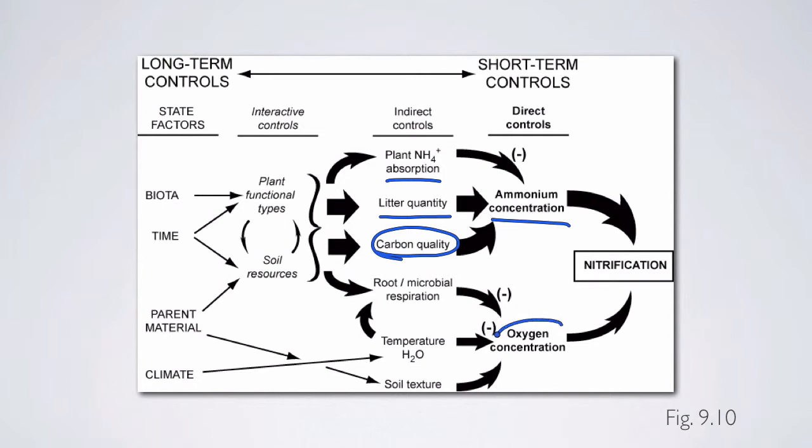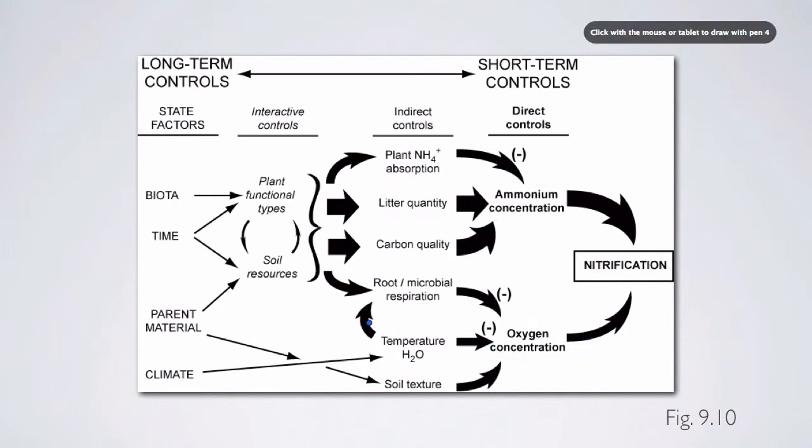In addition, you need to have high oxygen concentration, and that happens when roots and microbes aren't respiring a lot, when the temperature and water is relatively low. So if you have saturated soils, for example, you're going to have low oxygen concentrations, and different soil textures give you different oxygen concentrations due to the movement of oxygen through the soils. So a very fine textured soil, lots of clays, oxygen concentrations can be low. Sandy soils, oxygen concentrations can be high.